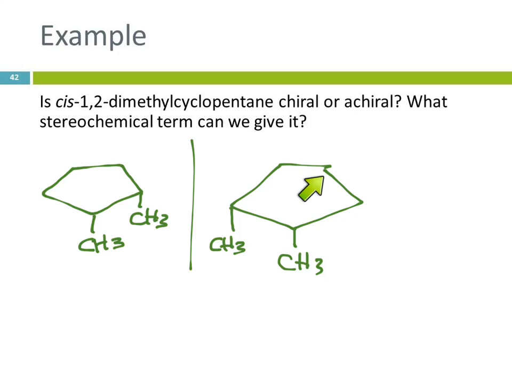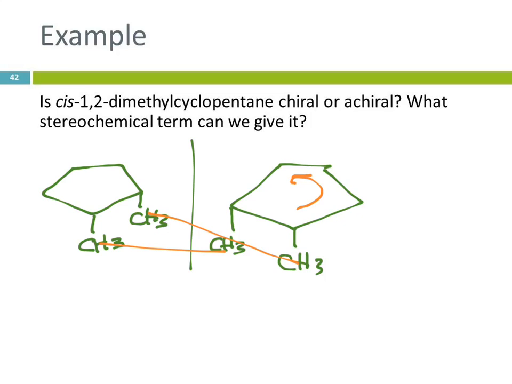Now, if I pick this one up and rotate it around and get the methyl groups, can I get both methyl groups to line up? Yeah, I can. So if I rotate around this way, I can get this one to line up with that one and this one to line up with that one, and the ring will be around behind. These are superimposable mirror images.